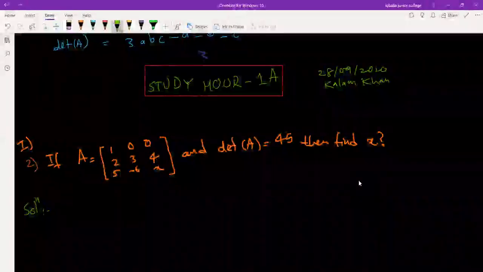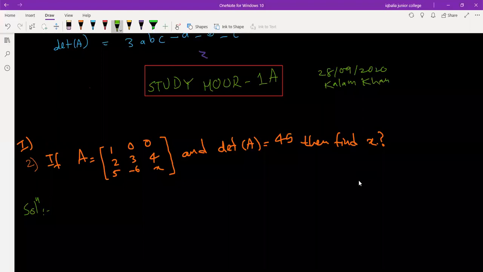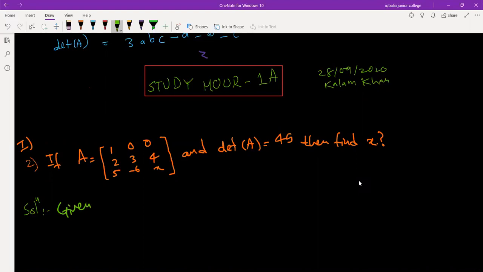Okay. So here the question is, if A is equal to the matrix with rows 1, 0, 0; 2, 3, 4; 5, minus 6, and x, and determinant A is equal to 45, then find x. So here the solution will be, given that matrix A is equal to 1, 0, 0, 2, 3, 4, 5, minus 6, x.